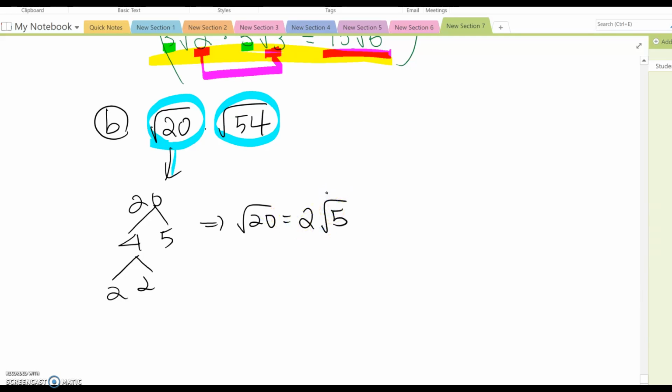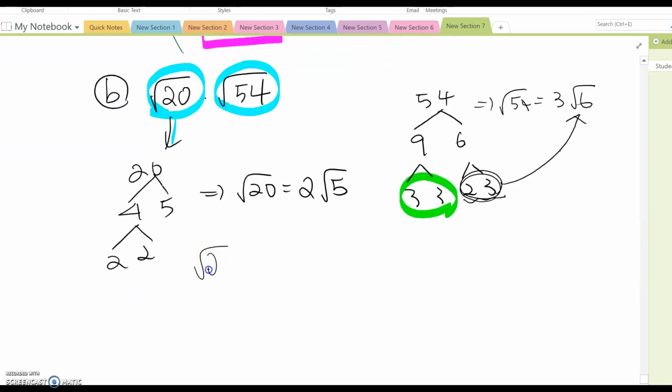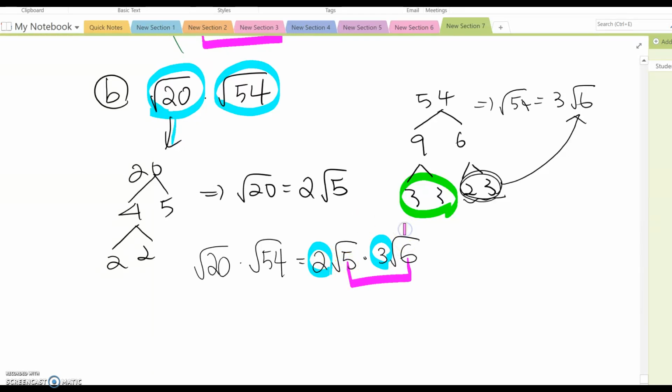So you can rewrite this as 2 root 5. And the 54, which is 9 times 6 and 3 times 3 and 2 times 3 here. So as you see, one pair, so root 54 equals 3 root 6. This is not something in square form, so you just multiply it back and then put it here. Okay, then root 20 times root 54, you can rewrite as 2 root 5 times 3 root 6. Then what do you do now? You only multiply between rational, also between radical here. Then what is the answer? You will get 6 root 30. That will be the answer.